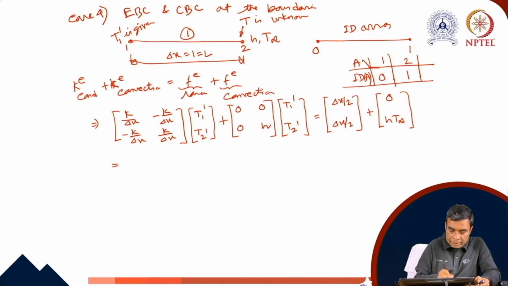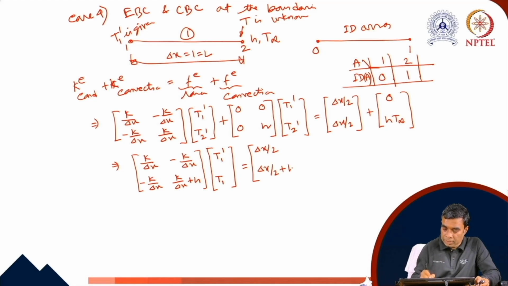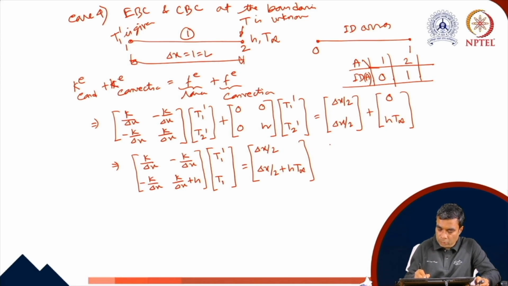So this can be written as K by delta X, minus K by delta X, minus K by delta X, K by delta X plus H. This H is the convective heat transfer coefficient. T11 is already given and T21 is the unknown quantity, T1, equals delta X by 2, delta X by 2 plus H T infinity. Now, the first equation is redundant. It is not considered. So we have the second equation.